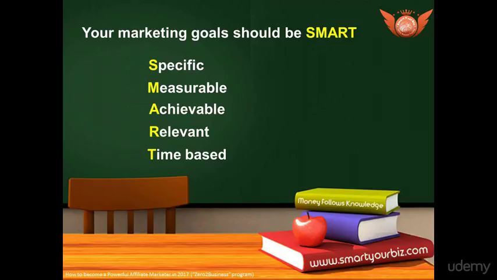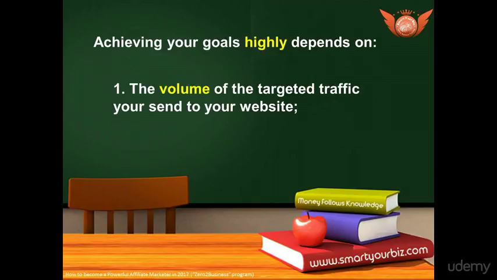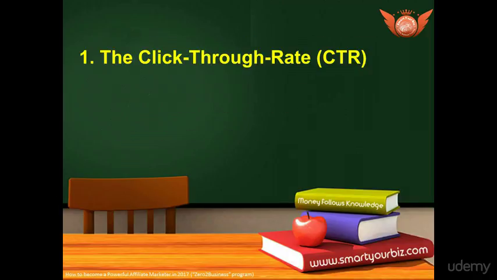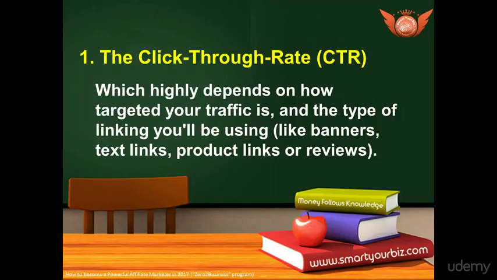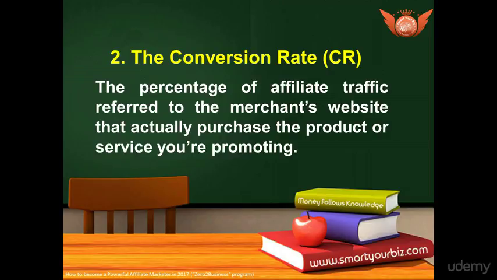But the first thing you need to remember is that your revenue mainly depends on the volume of the targeted traffic you drive to your website, as well as how exactly you are going to market the merchant's product on your website. You must also consider the following metrics, which will tell you how well your website may do with affiliate marketing. First of all, the click-through rates, which depend on how targeted your traffic is and the type of linking you'll be using, like banners, text links, product links, reviews, etc. Secondly, the conversion rate, or the percentage of affiliate traffic referred to the merchant's website that actually purchased the product or service you are promoting.